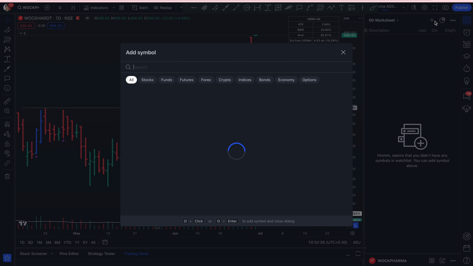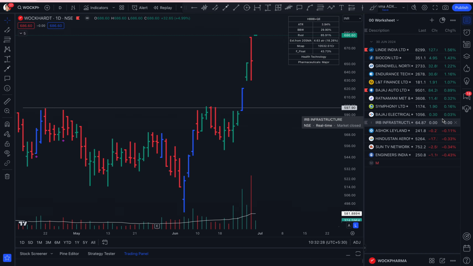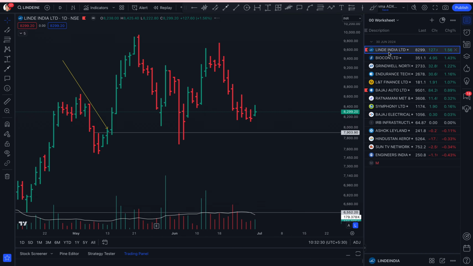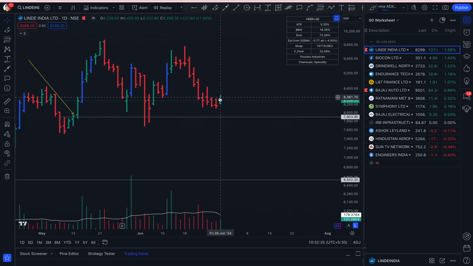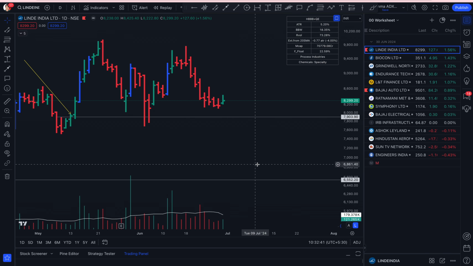Anyways, going back to what we were discussing: narrowest range in the already tight list. Okay, so Lind India, you can see that today's range is the lowest in the last 5 days. Plus also in those 5 days the whole range is already tighter.